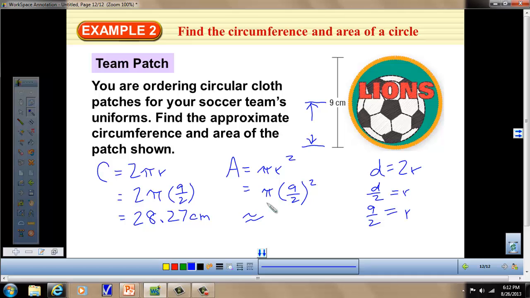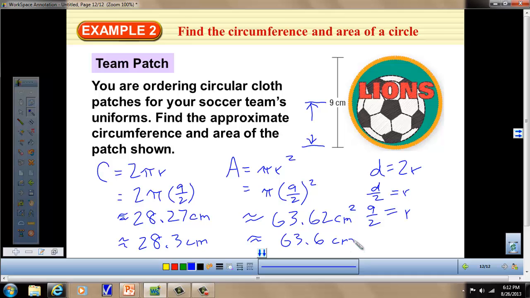And I'm doing it on my calculator. And we get an answer of 63.62. If we round in both of these cases, I think for the most part they do 1 decimal place. So this would be, again, approximately, that's why I use the wavy lines, approximately 28.3 centimeters. And over here, it would be 63.6 square centimeters.